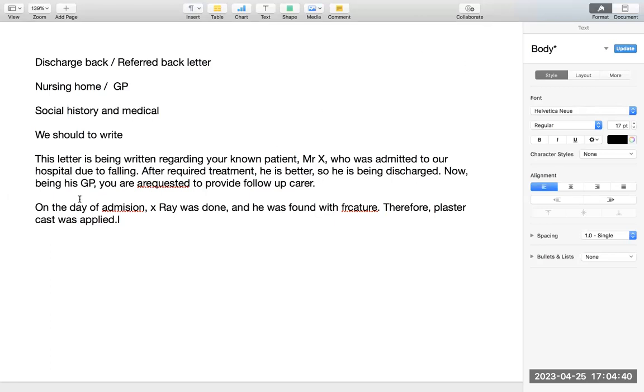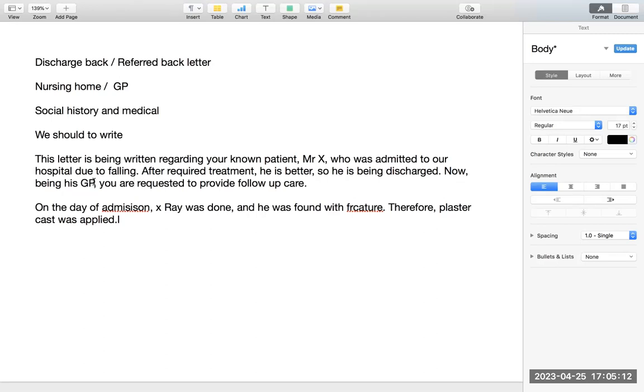In this also, the same thing will happen: obviously you will tell the GP that on the day of admission, an X-ray was done and he was found with a fracture. The rest of the letter remains the same. A referred back letter means referring back to the GP, and you say, being his GP, you are requested to provide him the follow-up care. Otherwise, a GP will never provide the follow-up care. If the GP is providing the follow-up care, that means 99% the letter is to the patient's GP.